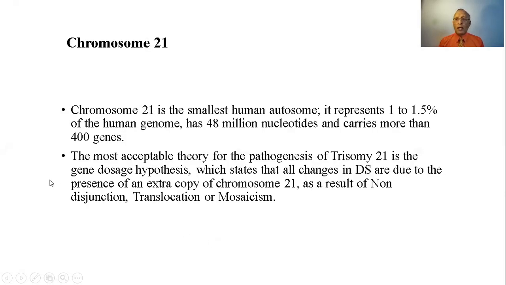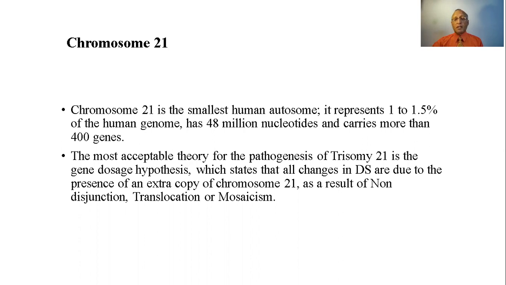Chromosome 21, we are all aware that trisomy 21 is because of the triplication of chromosome 21. It is the smallest human autosome, and it represents 1 to 1.5% of the human genome. It has 48 million nucleotides and carries more than 400 genes.